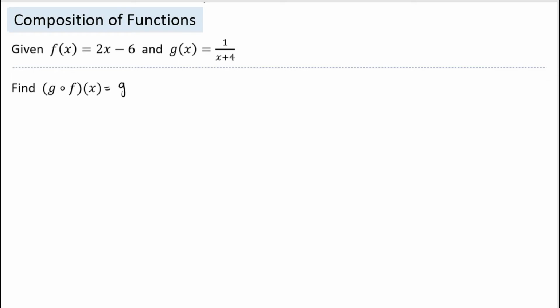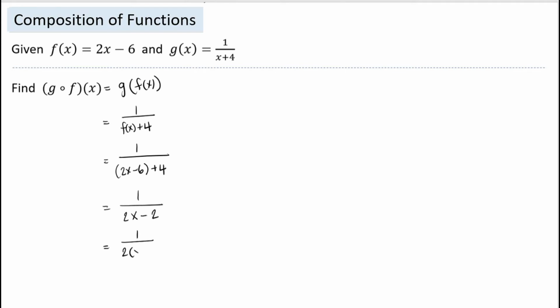Let's compute g of f of x. Our input of g is f of x instead of x, so we get 1 over f of x plus 4. Then we get 1 over 2x minus 6 plus 4, which is equal to 1 over 2x minus 2. Then we get 1 over 2 times x minus 1.